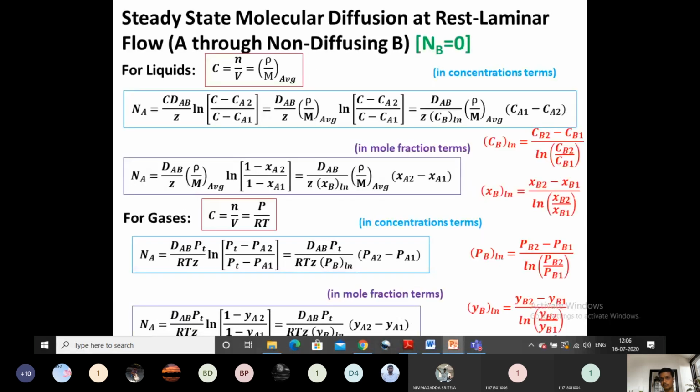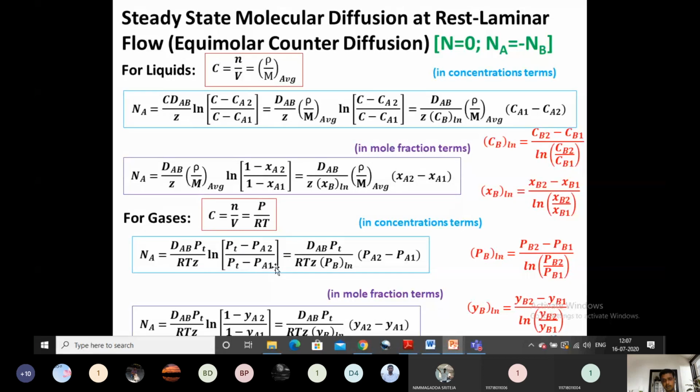And the next task is to remember, for A through non-diffusing B, that NB is equal to 0, and for equimolar counter diffusion, N is equal to 0 and NA is equal to minus NB. Compulsorily you have to do these two things. Remember all these facts, then only come to the next class. Then I will show in an easy way how we can derive all these derivations.